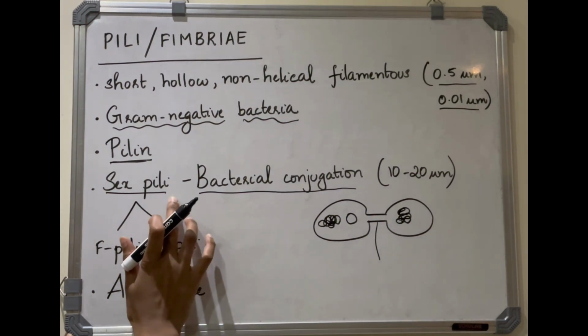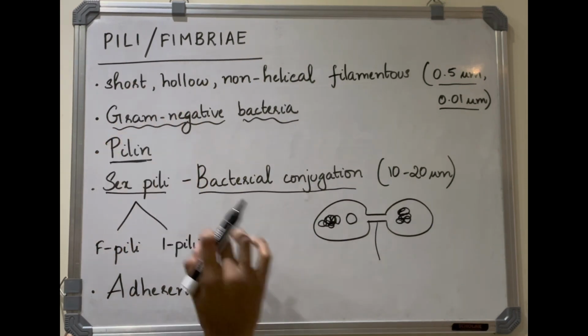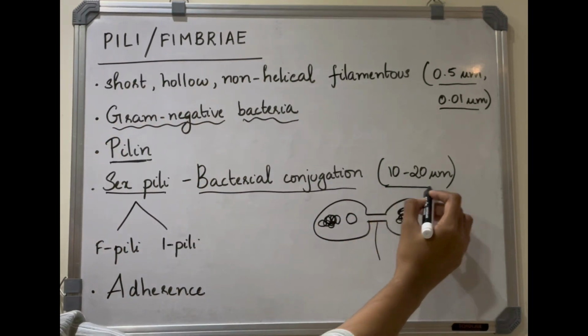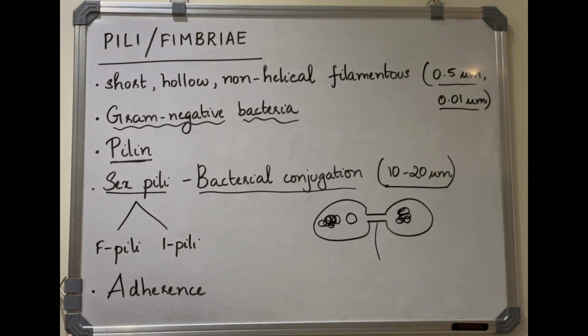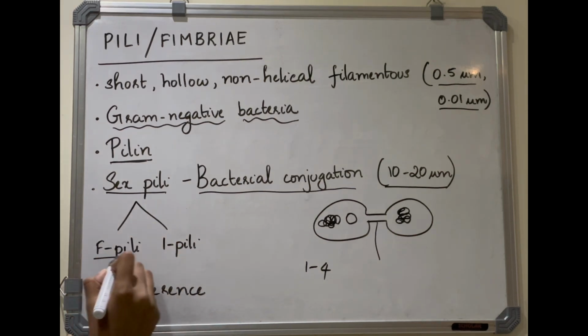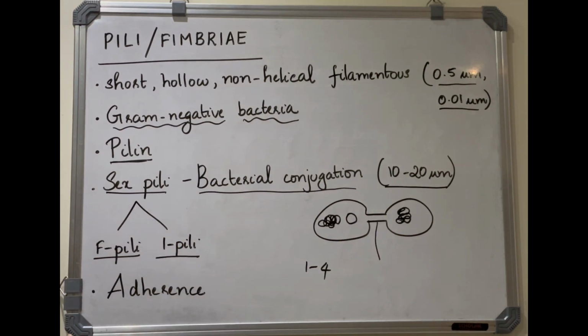Now the sex pili are longer than the usual pili. They are 10 to 20 μm in length, and they are few in number, just 1 to 4. Sex pili are of two types, F pili and I pili. The main function of pili is adherence to the host cells. That is, it helps in attachment to the host cells.